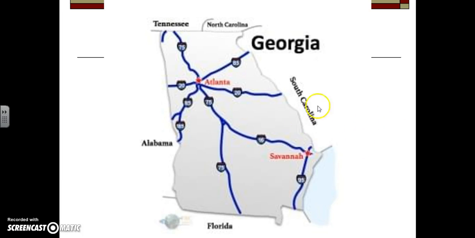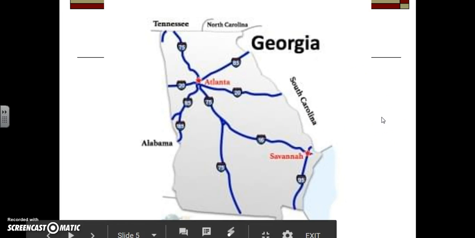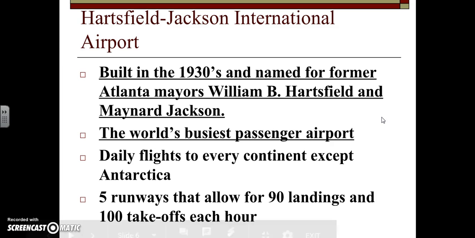So interstates are very important for commerce. This is why they were built, to transport goods from one port to another. The next thing is Hartsfield-Jackson International Airport. It was built in the 1930s and named for two Atlanta mayors. It is the world's busiest passenger airport. There are daily flights to every continent except Antarctica. There are 5 runways that allow for 90 landings and 100 takeoffs every hour.